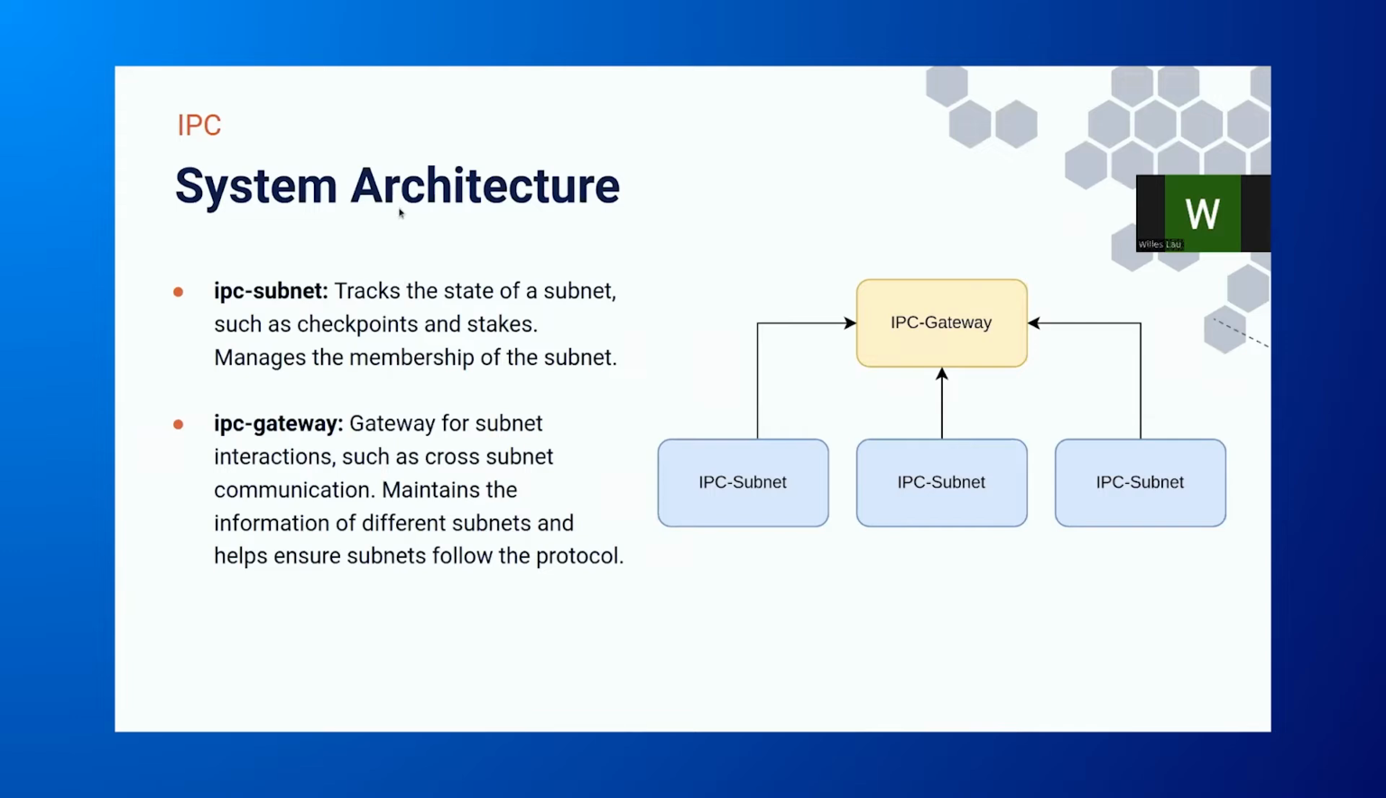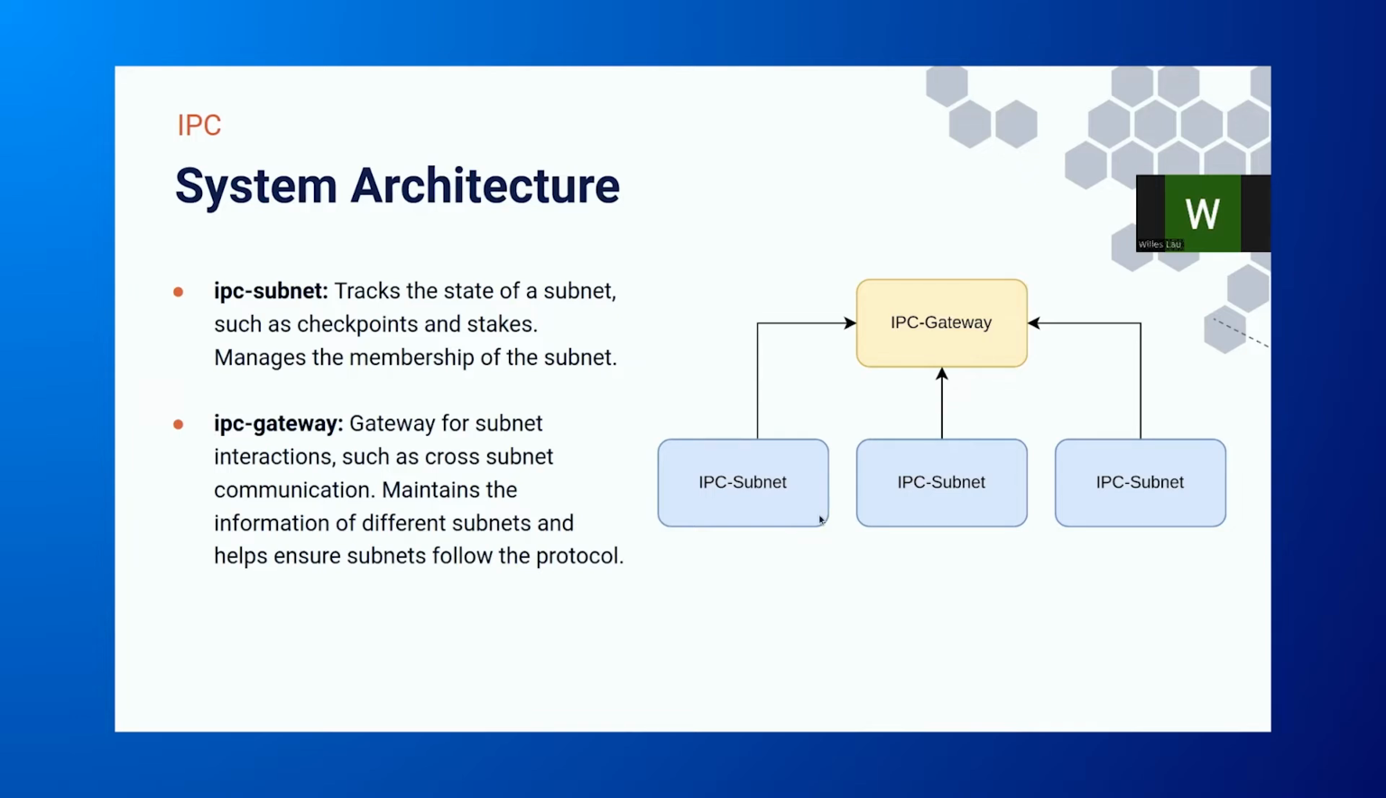So first we have the IPC subnet. Basically it's an abstraction of the subnet itself, and it tracks the state of a subnet, such as the checkpoints and the stakes. At the same time, it manages the membership functions of the subnet, like if you want to join or quit or leave a subnet, it's all done through the subnet. And then, of course, we have the IPC Gateway.